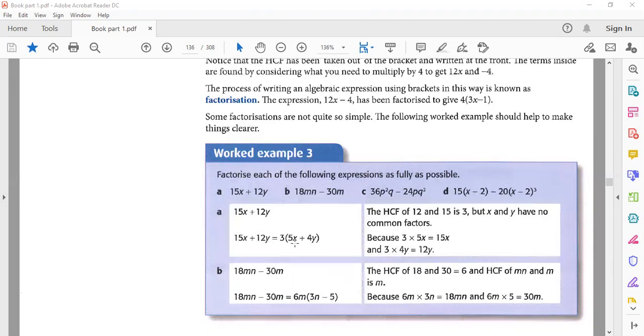3 how many times? Let me write something. Look at here. Here is 3, so 3 5 times equal to 15, and 3 4 times equal to 12. So I just take a common 3, and I just put it here, 5x plus 4y.